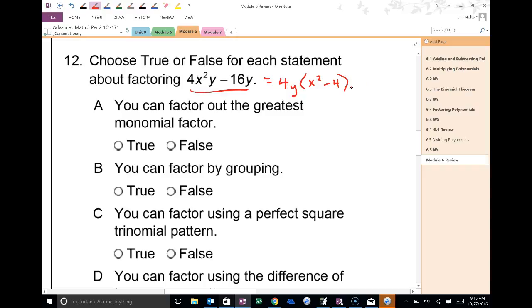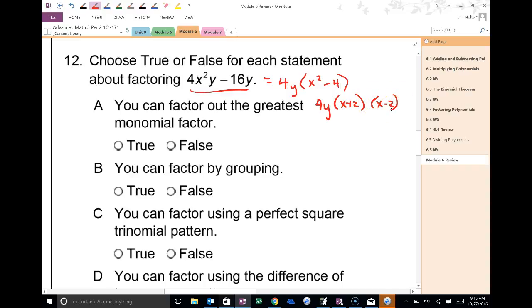No. Okay, so I have that quadratic piece. Can I factor the quadratic piece further? Is x squared minus 4 factorable? Yes, it is. By what? X and 2. Okay, so it's a difference of squares. So it'll be x plus 2 and x minus 2.